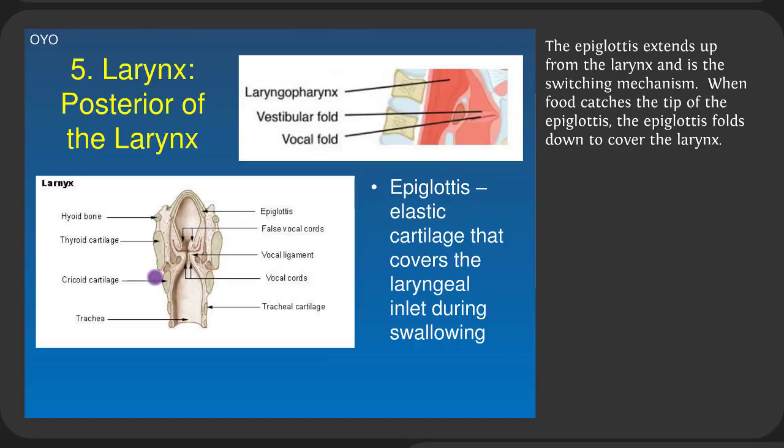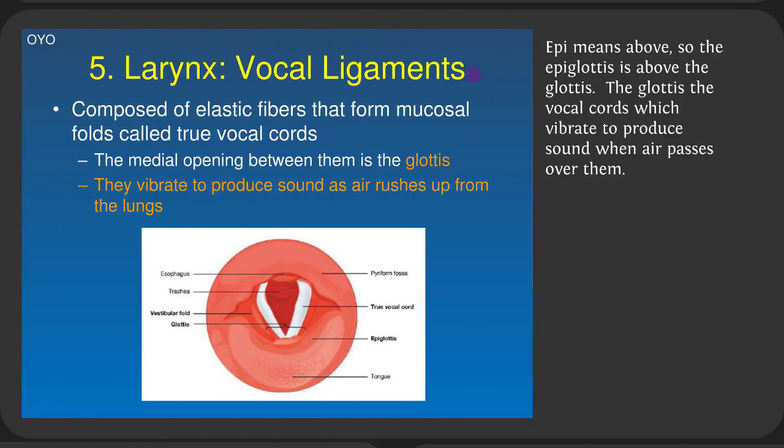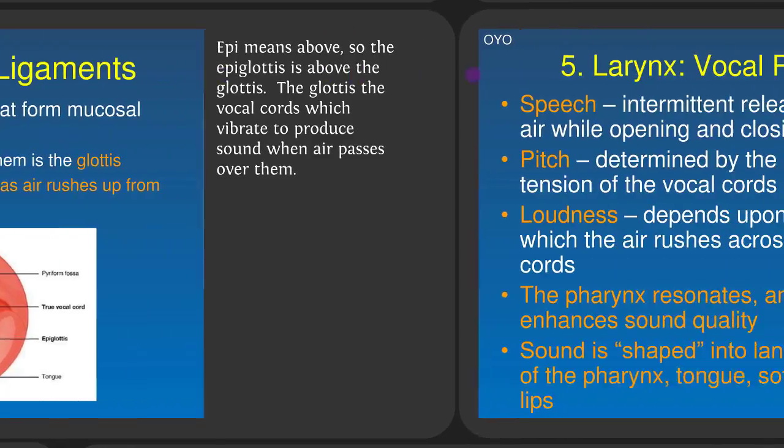The epiglottis extends from the larynx and is a switching mechanism. So the epiglottis is here, or it's this flap up here. When food catches the tip, the epiglottis folds down to cover the larynx. Epi means above, so the epiglottis is above the glottis. The glottis is the vocal cords, which vibrate to produce sound when air passes over them.